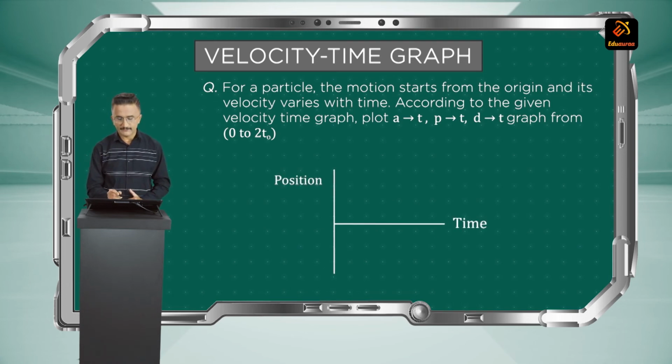See, in this graph if I find out the slope, then this slope goes on changing. At this topmost position the velocity becomes 0, and then here, again at this position the particle comes back to the original. So this is the position time graph.